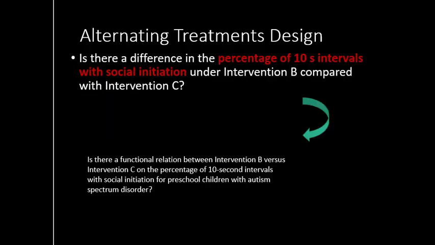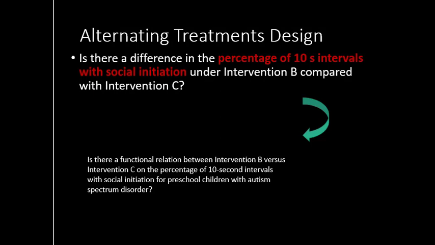Let's try applying what we've learned to what we already know by practicing writing a research question for an alternating treatments design. Is there a difference in the percentage of 10-second intervals with social initiation under intervention B compared with intervention C? First, let's note that we are comparing the effects of 2 treatments, intervention B and C, on a reversible behavior, social initiation. The 4 components of the falsifiable research question are independent variable, dependent variable, direction of change, and functional relation.